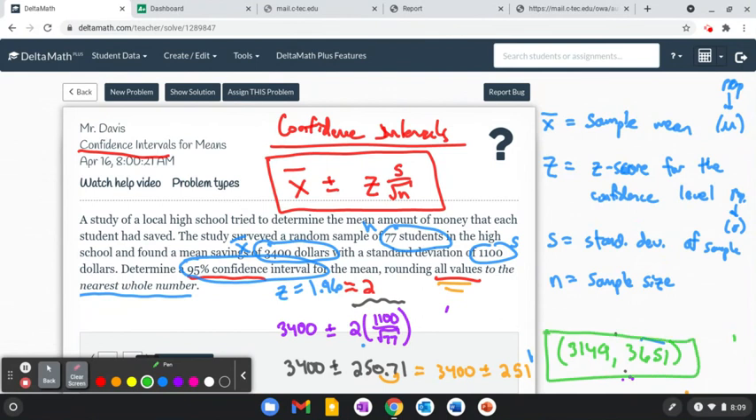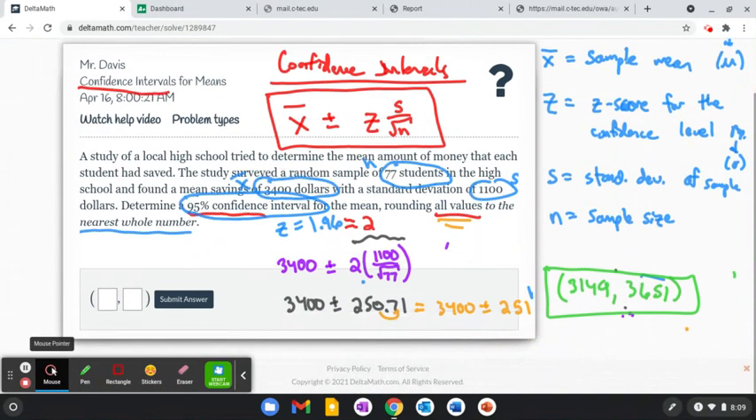All right, so what does this say? It says that we can be 95% confident that the mean falls within the interval 3,149 to 3,651, as in that's the amount of savings students have at a high school. So let's go ahead and type that in.